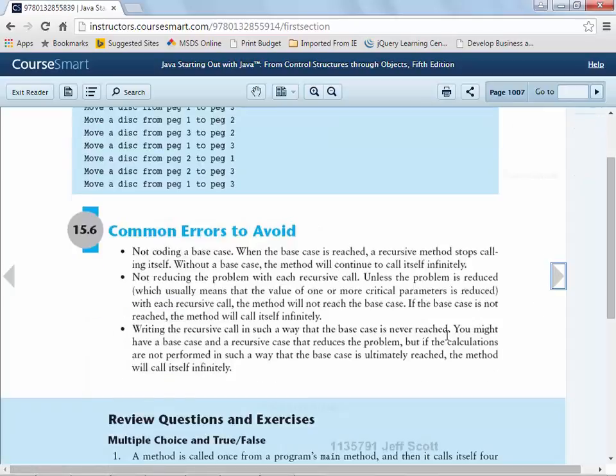So I don't normally do this, but let's just take a second because there's only 3 of them and go over these common errors to avoid. Always have a base case. Always reduce the problem with each recursive call. Always write it so that the base case is somehow reached, because if it's never reached, you're going to get an infinite loop. All right?